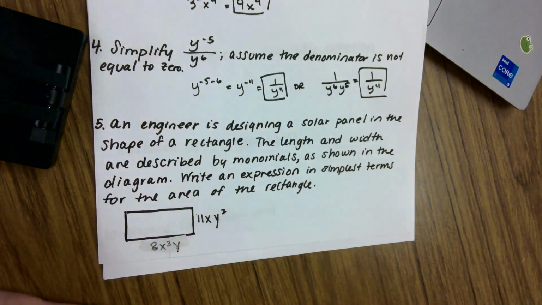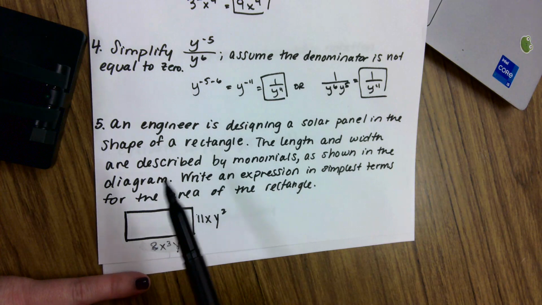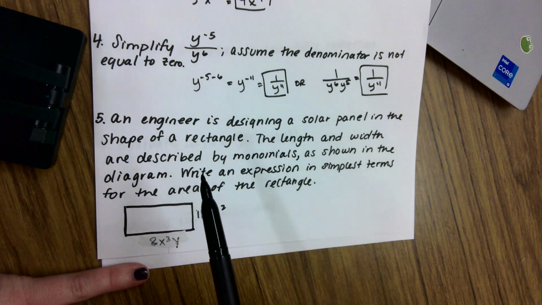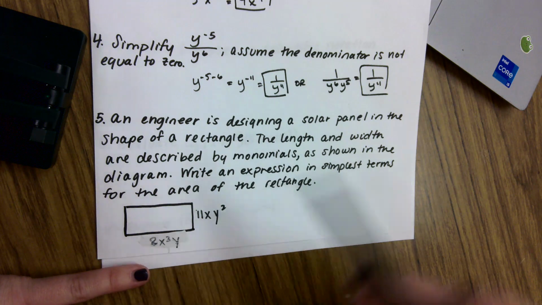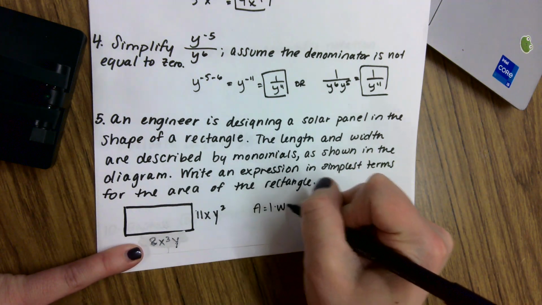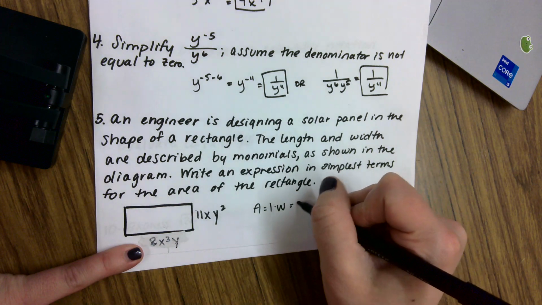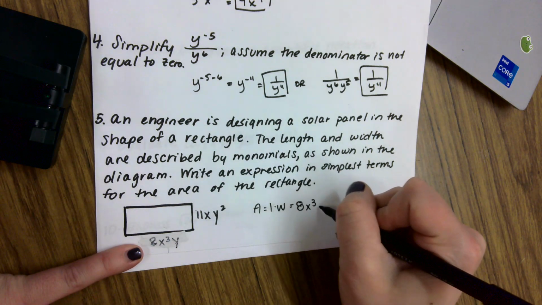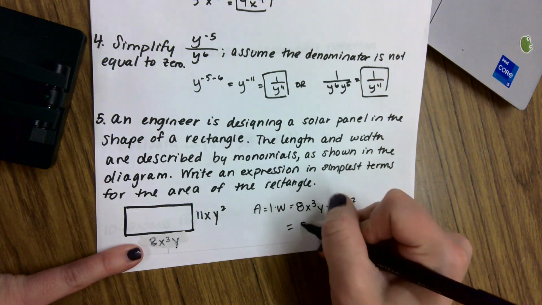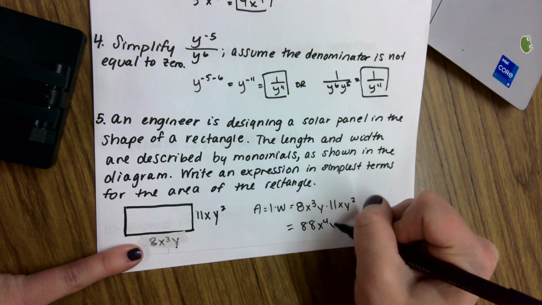And then on the bottom, it says an engineer is designing a solar panel, and so on. The length and the width are described by the monomials as shown in the diagram. Write an expression in simplest form. So to find the area is length times width. The length is this. The width is this. It's 88x to the 4th y cubed.